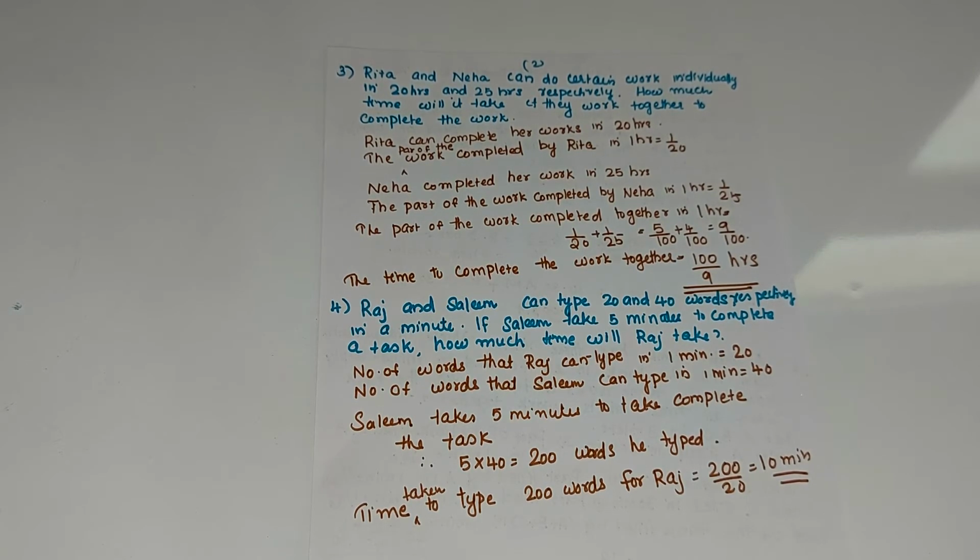So our question is, how much time will Raj take? We know that Raj, in 1 minute, will type 20 words. He needs to type 200 words. So the time taken to type 200 words for Raj is equal to 200 by 20, which is equal to 10 minutes.